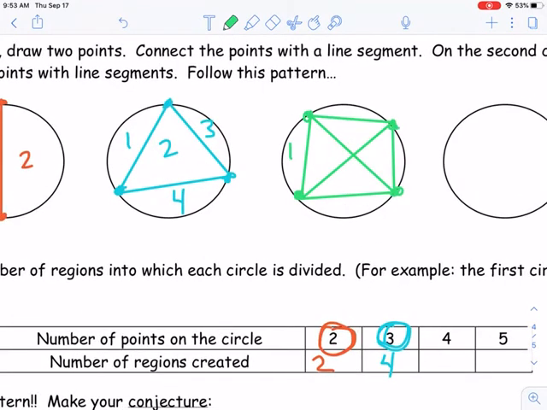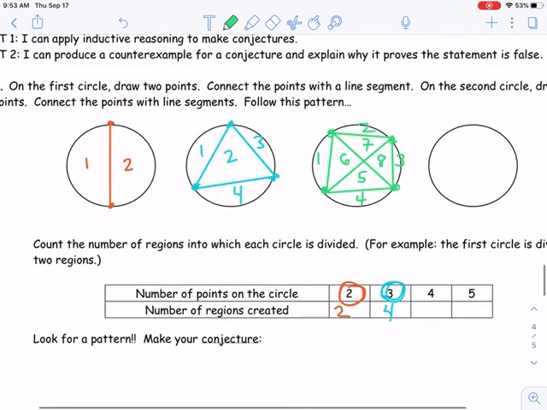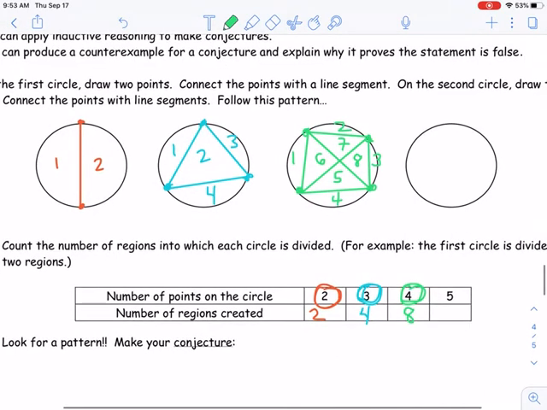Now we got to count again. Man, this is hard. My brain is starting to hurt. Hopefully no brain fart. 8. Alright, so with 4 dots, 8. Now we're going to do 5.